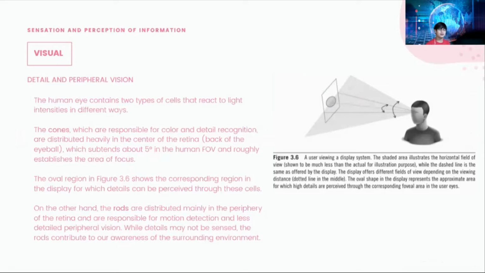On the other hand, the rods are distributed mainly in the periphery of the retina and are responsible for motion detection and less detailed peripheral vision, which details may not be sensed. The rods contribute to our awareness of the surrounding environment. So this is just the concept. Just imagine it, it's relatable, but we're not going to explain further. All you have to know is that there are two types of cells that react to light intensity: the cones and then the rods.